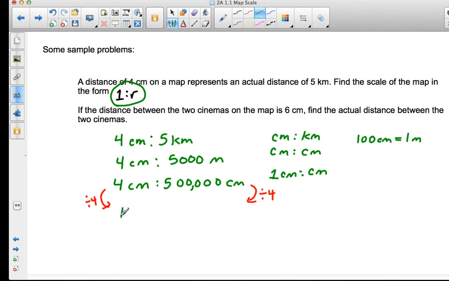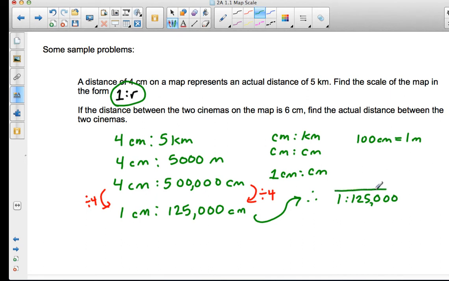So now I have 1 centimeter is equal to 125,000 centimeters. So therefore, those 3 dots mean therefore, 4 centimeters is to 5 kilometers, and my unit rate is 1 to 125,000. That is how an understanding of the metric system can help.